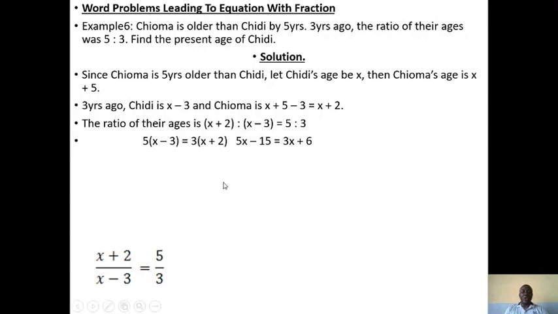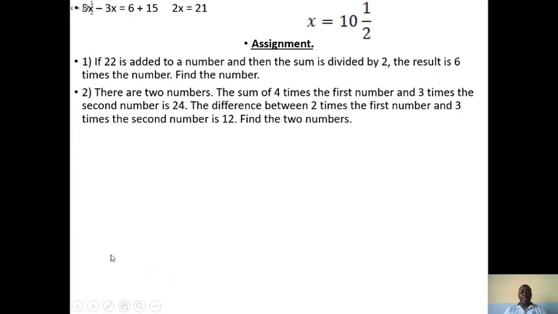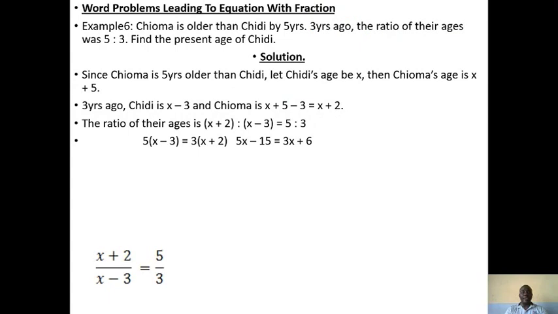So changing the ratio into an equation, this is what we have here: x plus 2 all over x minus 3. We have changed the ratio into a fraction, which is equal to, instead of writing 5:3, we write 5/3. This is the equation of the ratio, changing the ratio into a fraction.